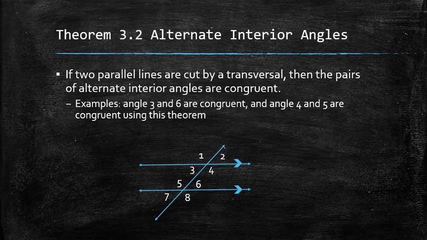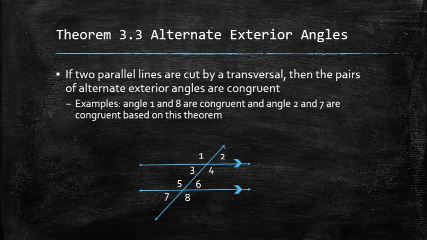Theorem 3.2, Alternate interior angles. If two parallel lines are cut by a transversal, then the pairs of alternate interior angles are congruent. For example, angle 3 and angle 6 are congruent, and angle 4 and angle 5 are congruent using this theorem.